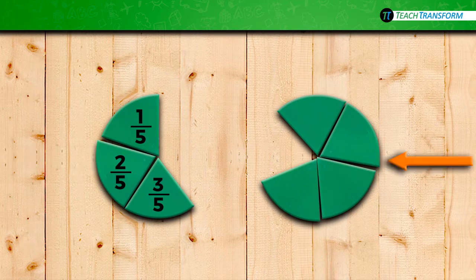Now, point at the 4/5. For 4/5, you should have 4 of the fifths, and the 5th one would complete the circle. Count them out loud. 1/5, 2/5, 3/5, 4/5.